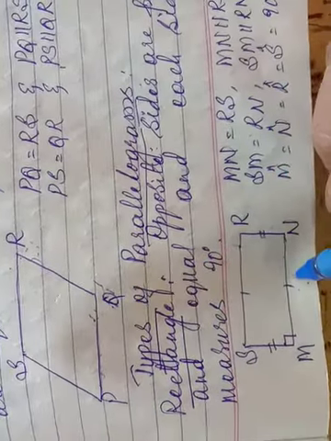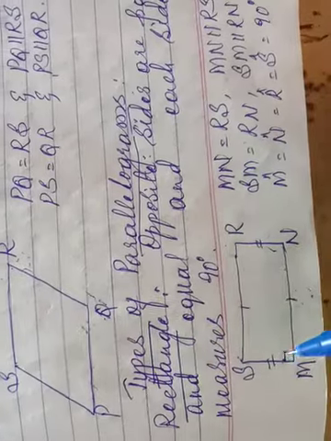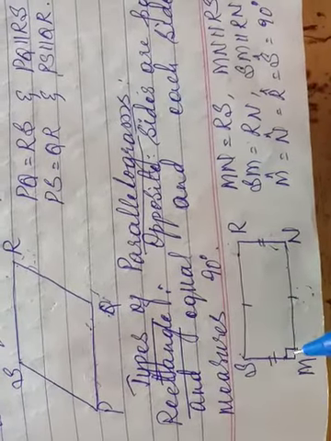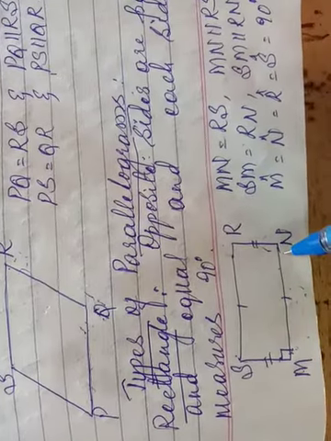But in a rectangle, we have a right angle. Each angle measures a right angle, or one of the angles. If one of the angles measures 90 degrees, then that parallelogram is called a rectangle.